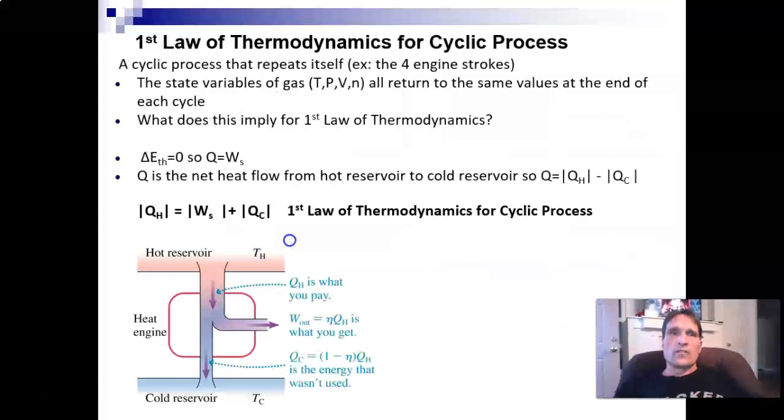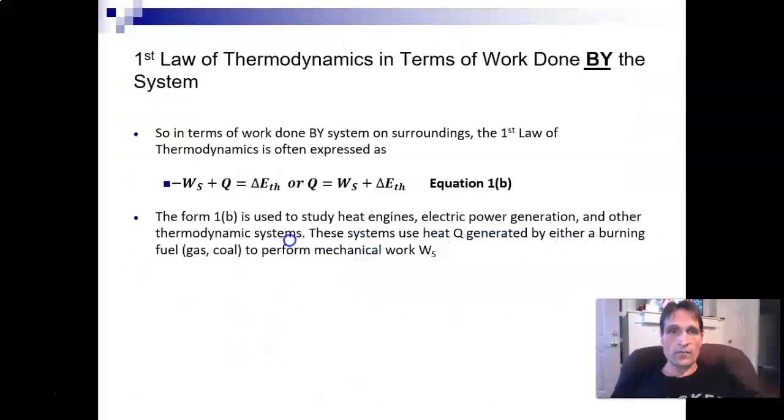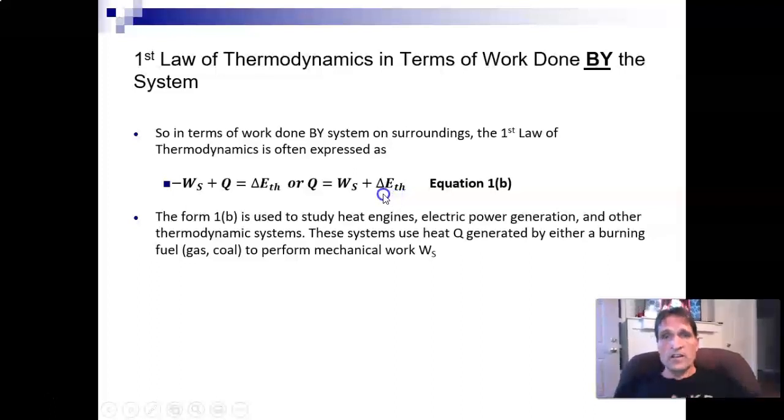So what does the first law of thermodynamics say for a cyclic process? Okay, so we go back to the first law here, and we can write it as, remember, Q is Ws plus delta E thermal. If the process is cyclical, that means the temperature and the pressure and the volume return to their original values after one full cycle.